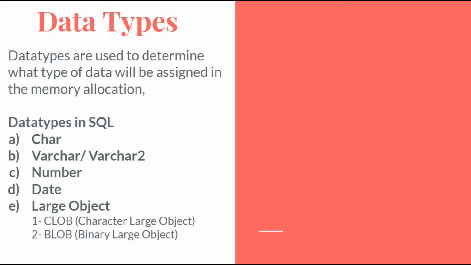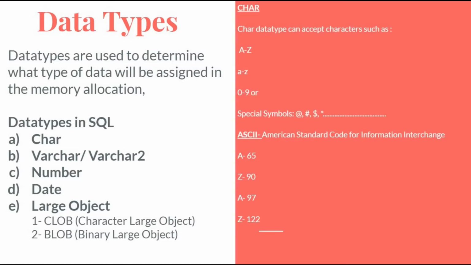In SQL there are basically 5 different types of data types. The first is char, the second is varchar or varchar2, the third is number, the fourth is date, like 1st Jan 2020, such type of date. The last, fifth, is large object, which has two categories: first is character large objects and second is binary large objects. One more note for you all: SQL is not case sensitive. You can use either lowercase or uppercase, and it will run the query.